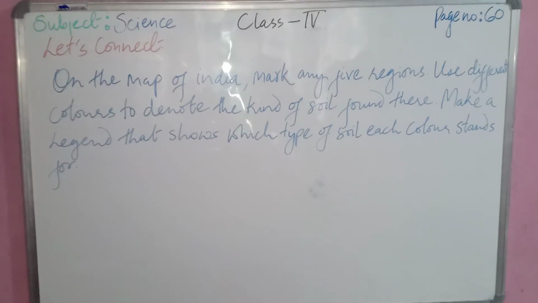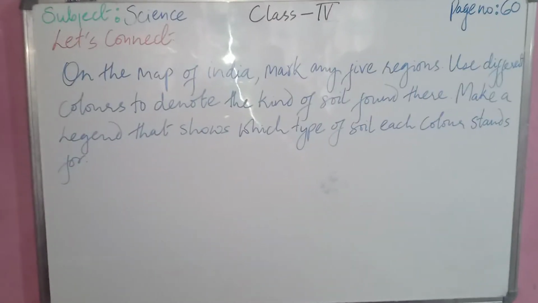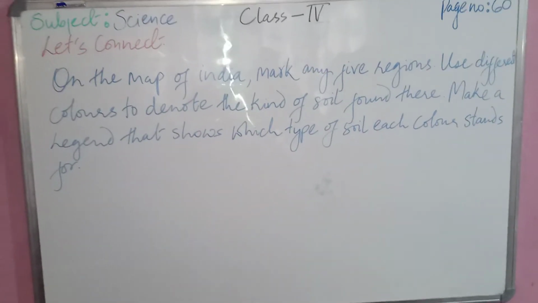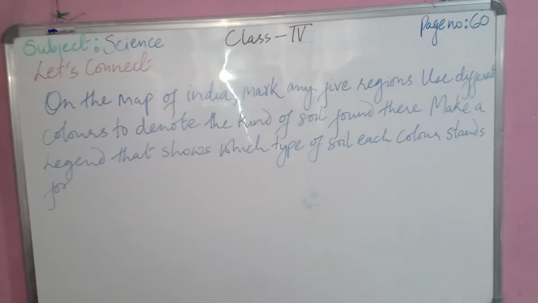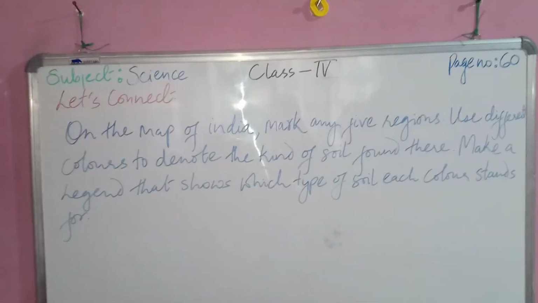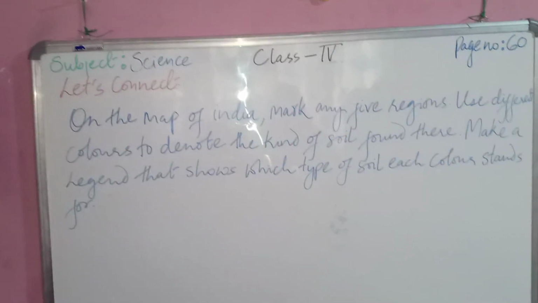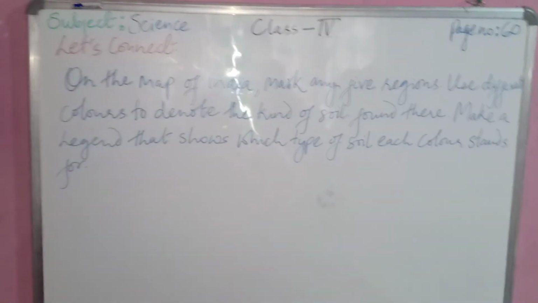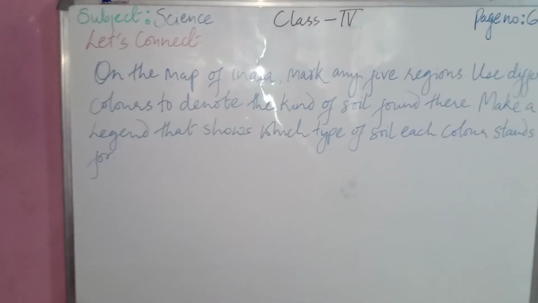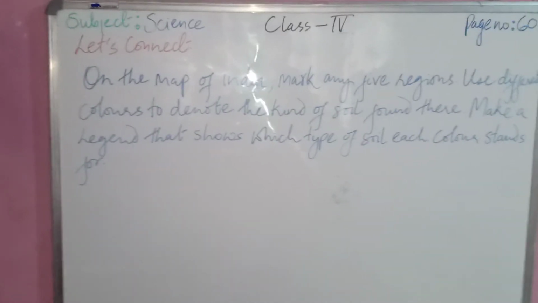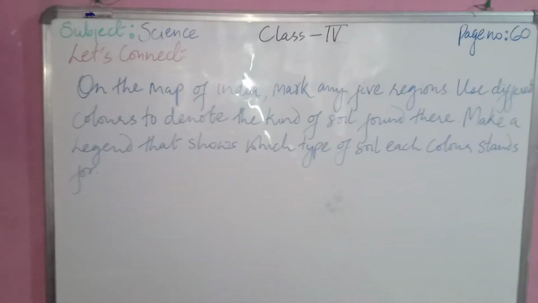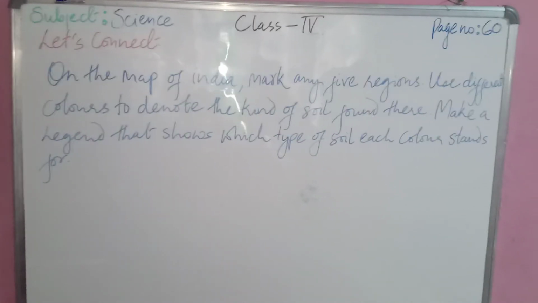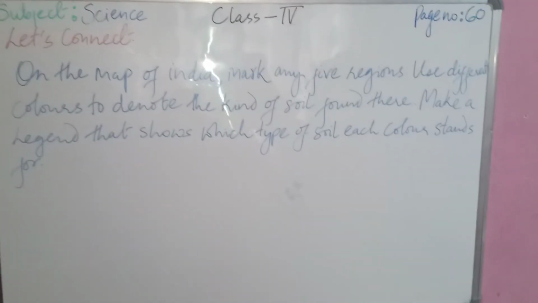So you have to find any 5 regions, okay, and use different colors for what kind of soil is found there, whether it is loamy, clay or sandy soil. So you have to find it accordingly, mark any 5 regions, then use 5 different colors, okay, and show which type of soil each color stands for. So this will be your home assignment for today.